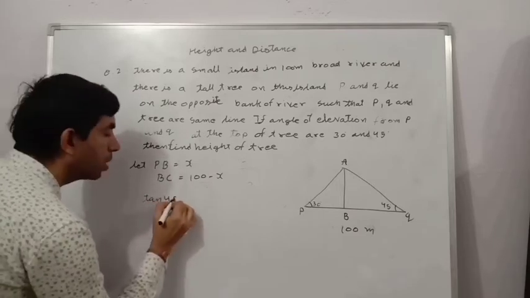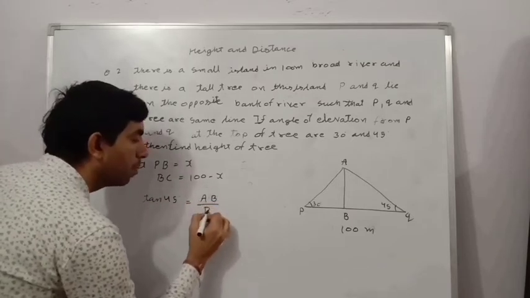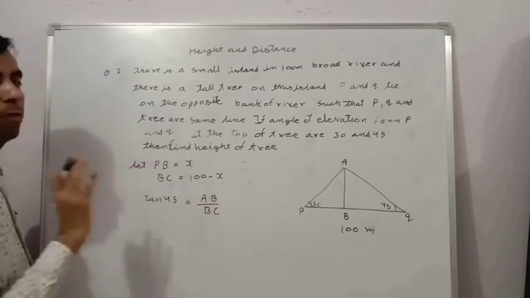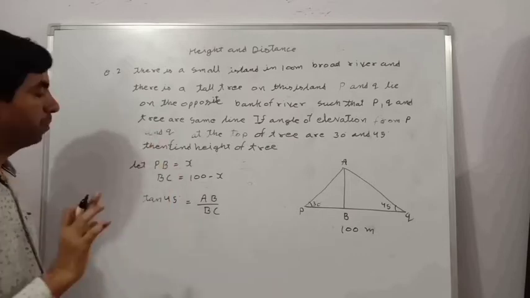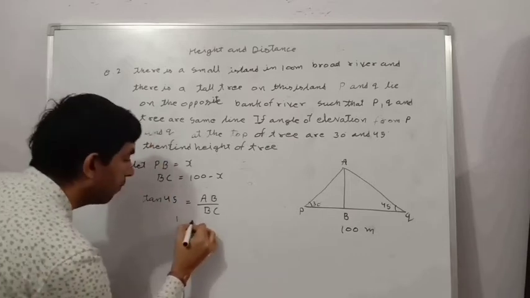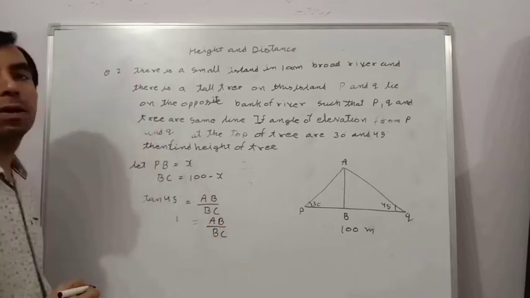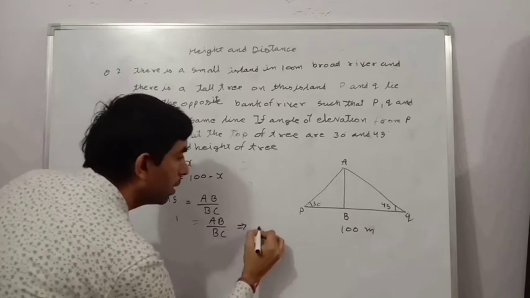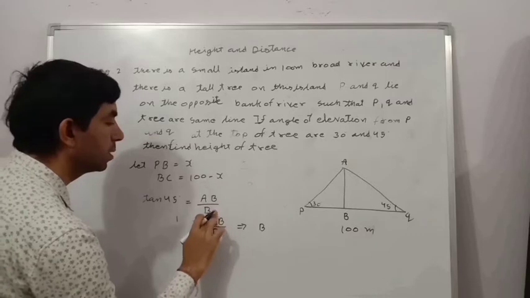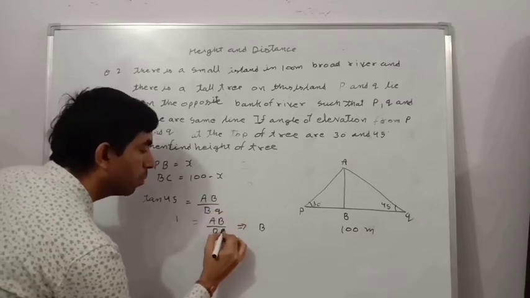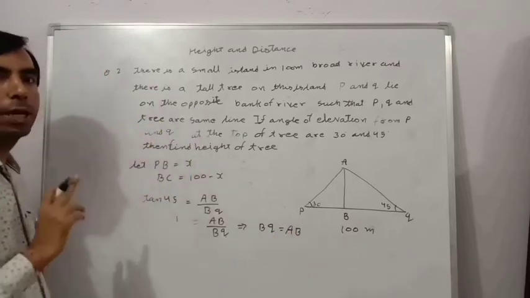tan 45 degrees equals AB upon BQ. Now write the value of it. We know that tan 45 is equal to 1. So write it here: 1 equals AB upon BQ. Now we do the cross multiplication. This implies that BQ, that is BQ, not BC, equals AB. BQ is equal to AB.